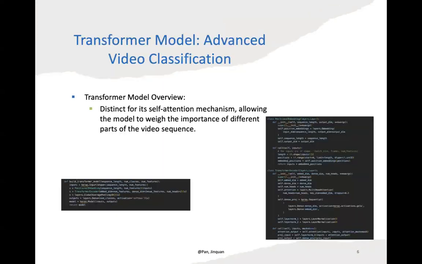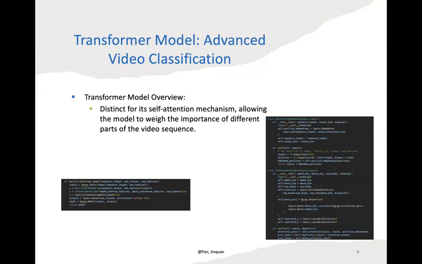So for your next model, we have the transformer models. In this specific model, this is a state-of-the-art architecture, a game changer. So we definitely want to try this model, and set apart is its self-attention mechanism, which intelligently assesses the relevance of different parts of the input data, in our case, video frames.